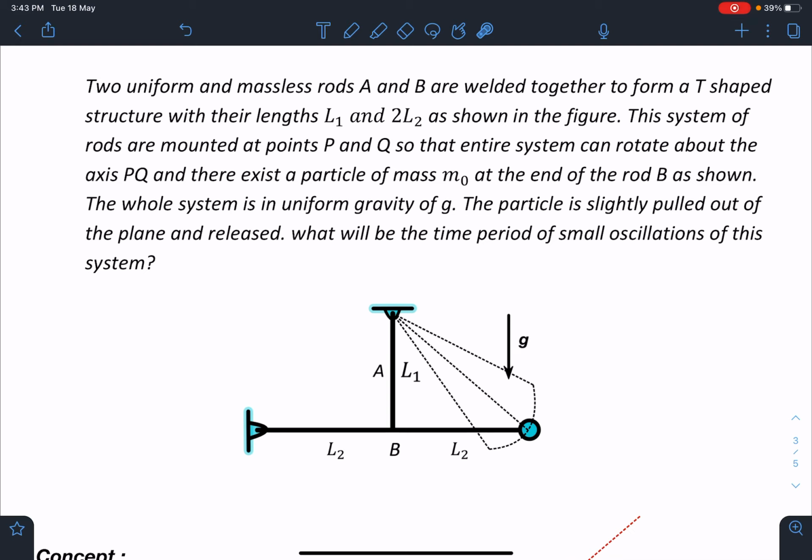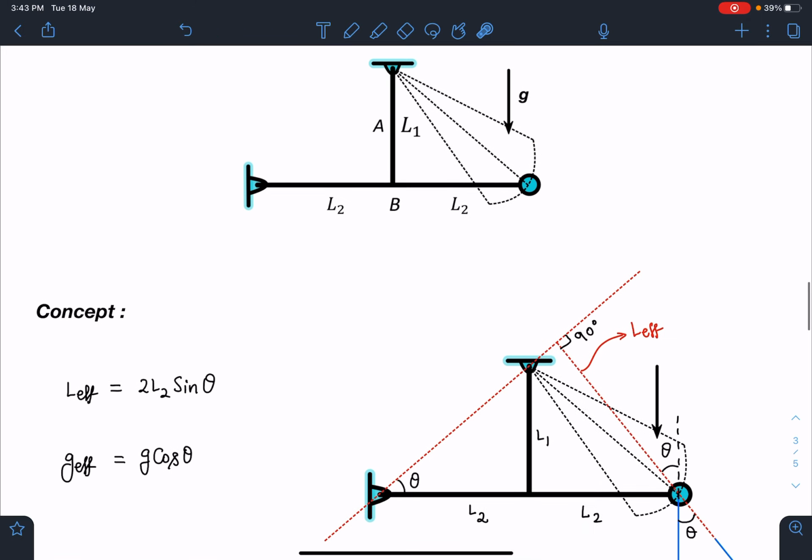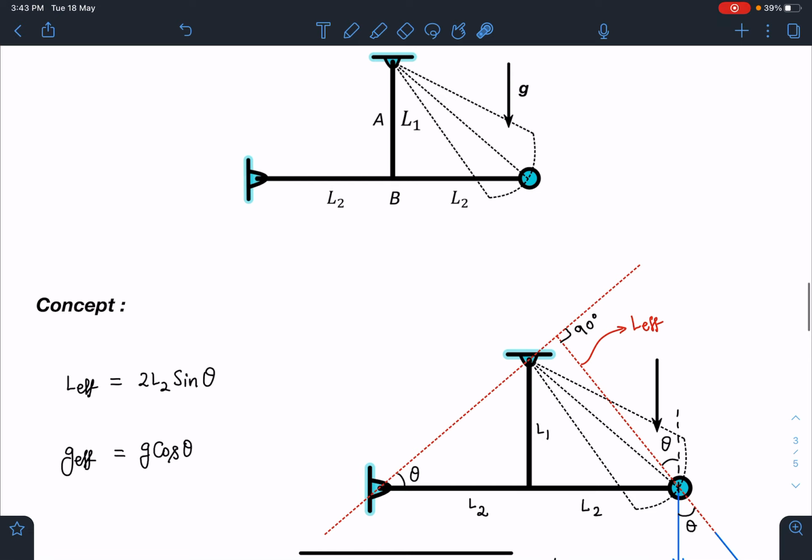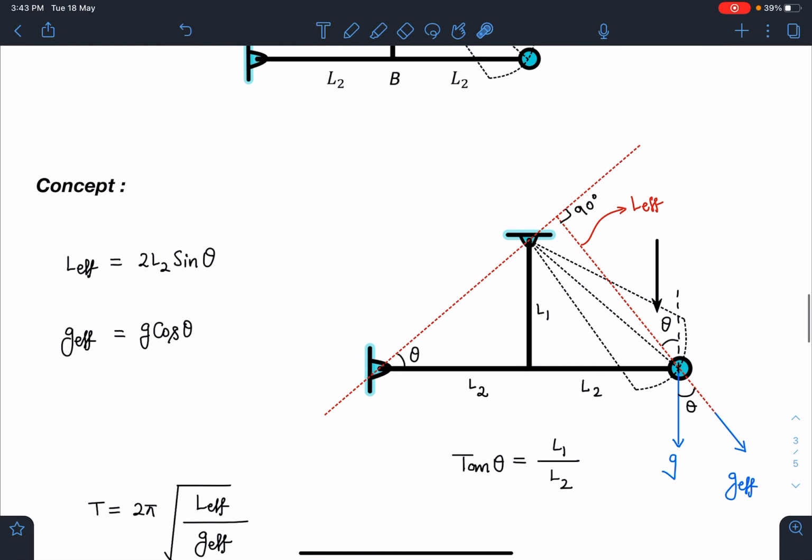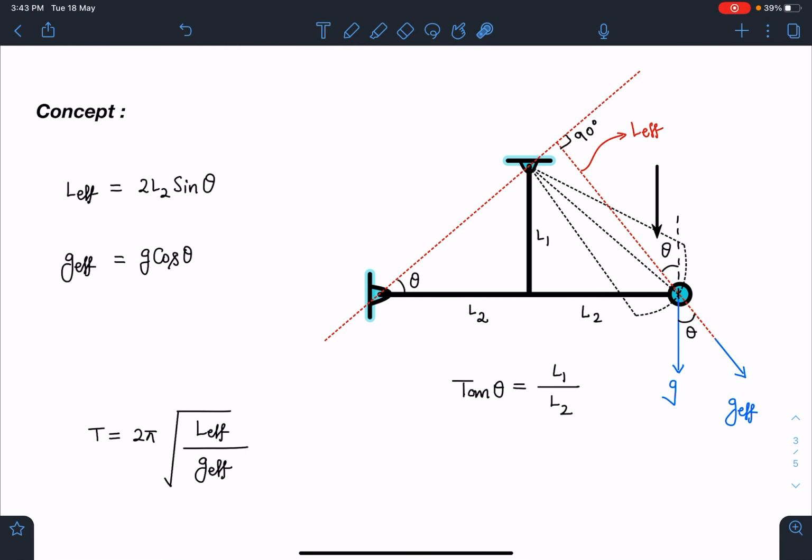So as you can see here, we are slightly pulling it outside, so this system will start oscillating, and we are considering very small angles here. So concept wise, we can reduce this problem to an effective simple pendulum with effective length and effective gravity. So let's figure out how exactly it will behave like a simple pendulum. Once we slightly disturb it, you can see it is going to rotate about this axis PQ.